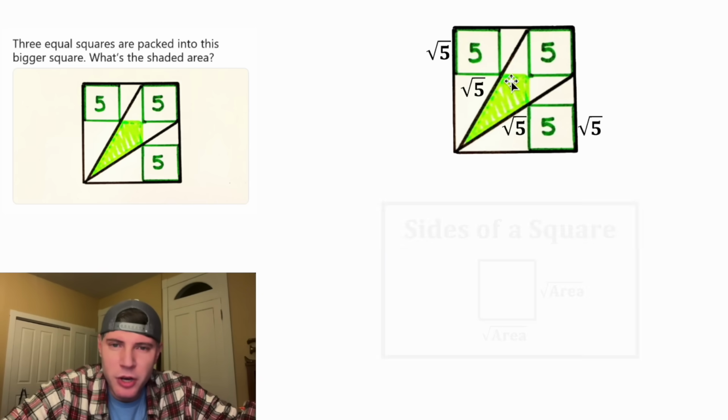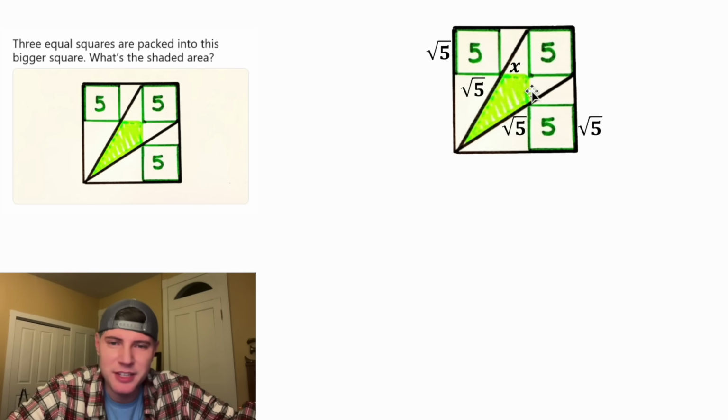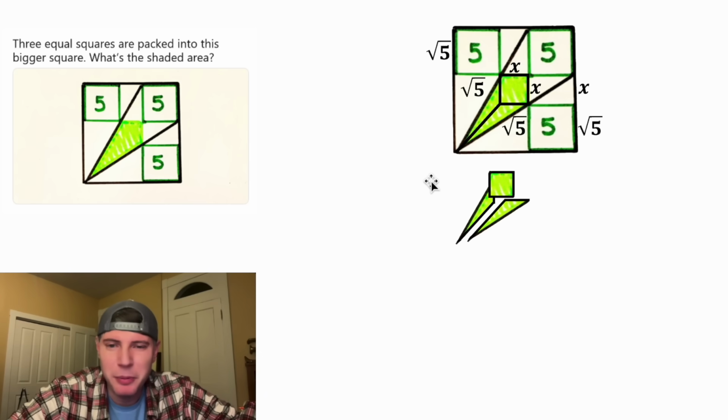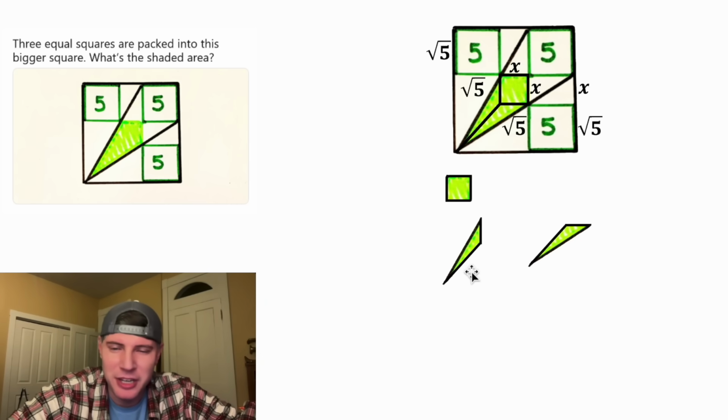And then we don't know this distance. Let's call it x. This one will be the same as this. It'll also be x. And then this right here will also be equal to x. And then we can cut up the shaded area to be this square and these two triangles. And we can copy it down here. Let's break apart the square and the triangles and let's put labels on everything.